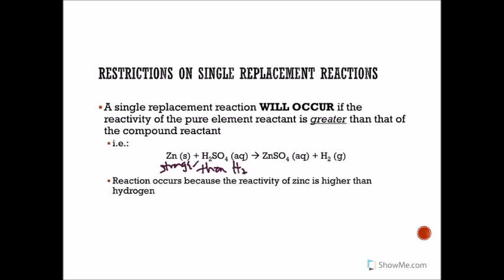And then we predict our products and swap our cations. In this case, zinc is a metal or a positive ion, so we would go A, B, C, and A would go with C, and B would be left out, and the reaction would proceed.